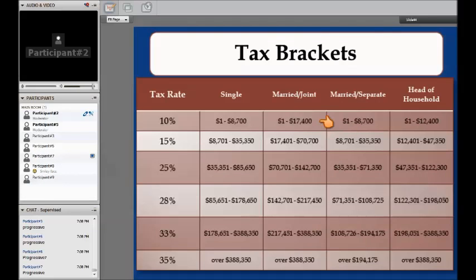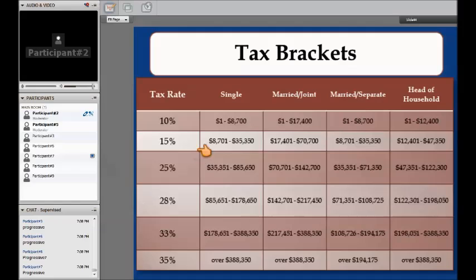Here's our tax brackets and filing statuses. This is just an example. These change every year. So this is just one that I pulled off the internet. So say you make $5,000 a year and you're single, you're going to pay 10% for income tax. Okay, as soon as you pass $8,701, now your tax bracket just jumped up to 15%.